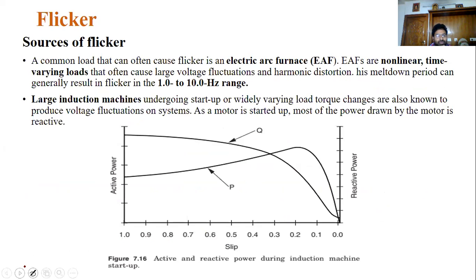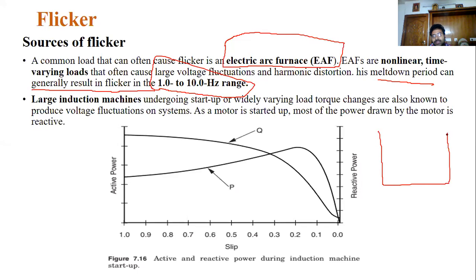One main, important source is the electric arc furnace. In the last class we already discussed this. What is an electric arc furnace? At first, the electric arc furnace produces flicker within the 1 to 10 Hz range, so this causes more impact on the system. The 1 to 10 Hz range comes from the melting period, in the starting.